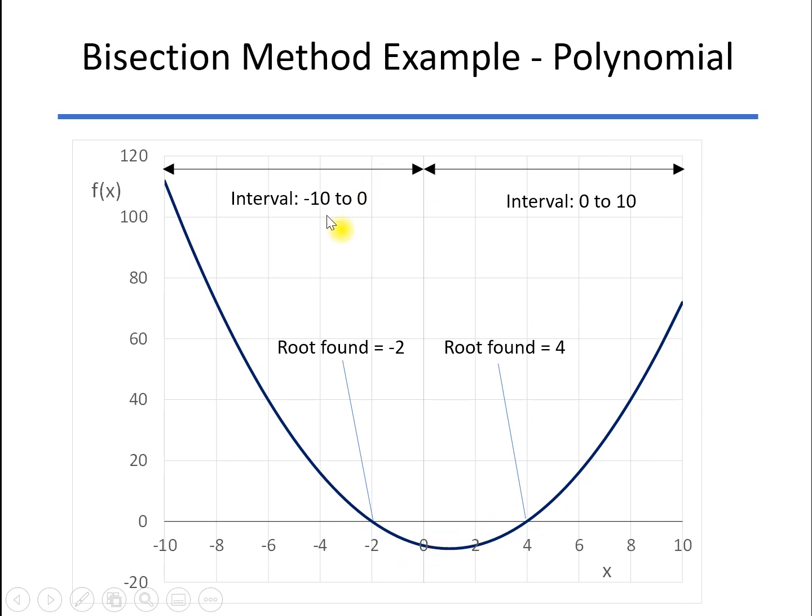If, for this particular example, I'd used minus 10 to 10 as my interval, it's not going to work because you have a positive value here and a positive value here. So when you select your interval, it is important to know that you're going to have opposite signs on those two endpoints. And for that reason, and we'll talk about this as we go along, it's often a good idea to graph your function, and that'll get you close to where the roots are, and then you can narrow in to a more exact value using one of these methods.